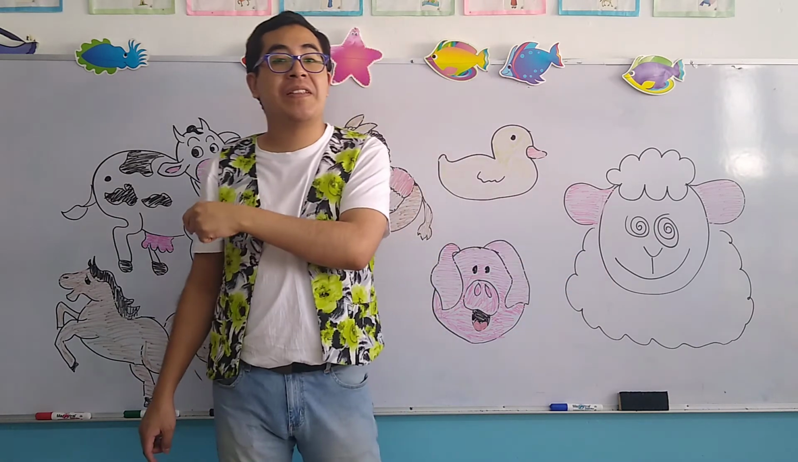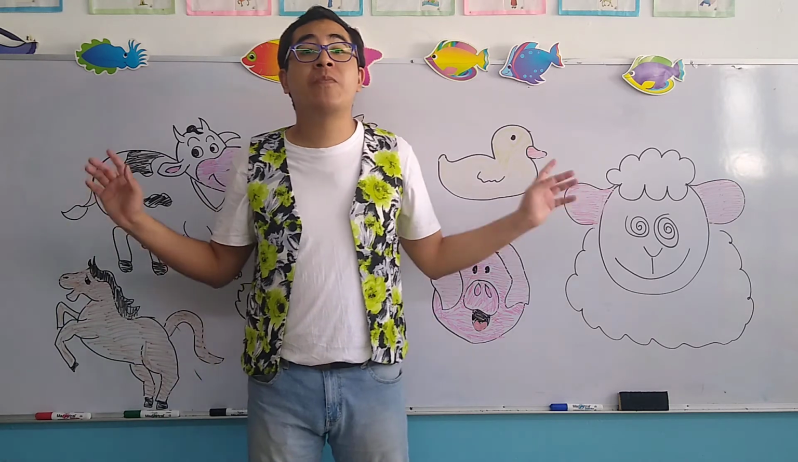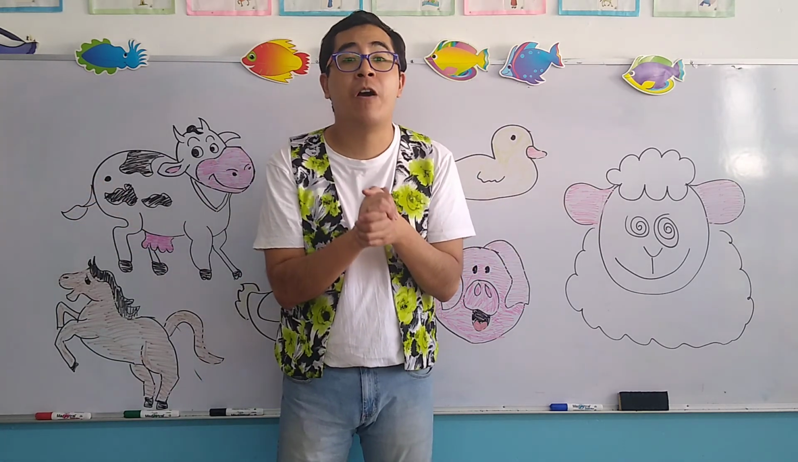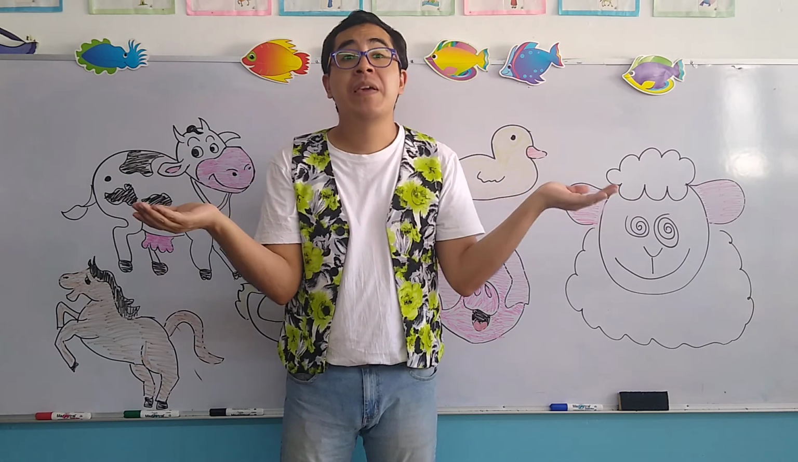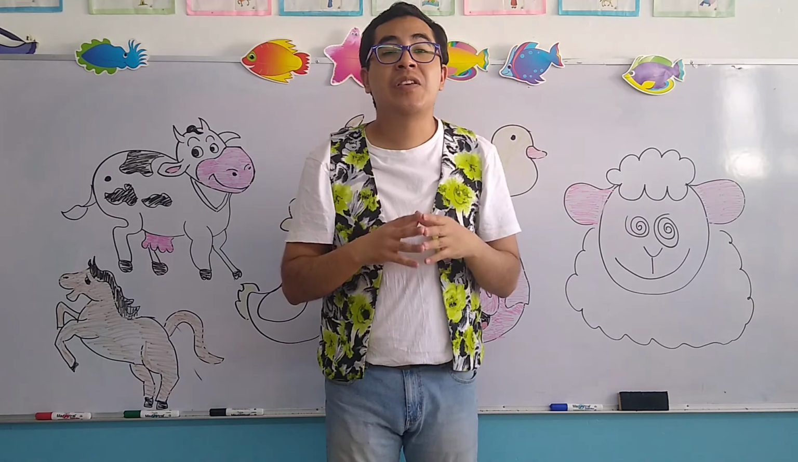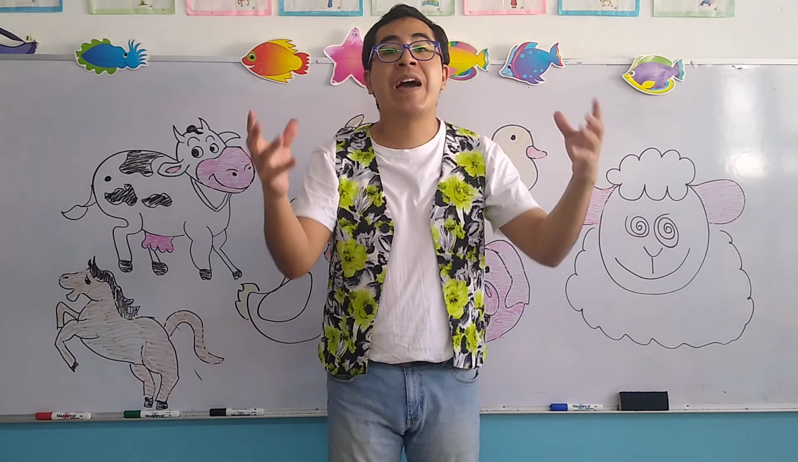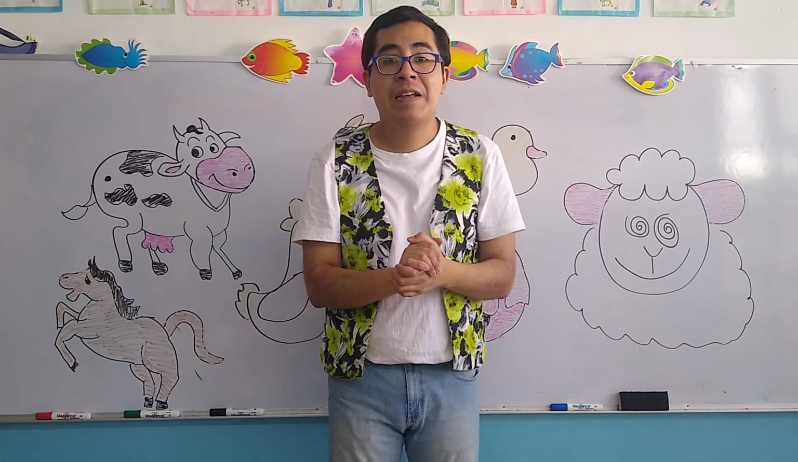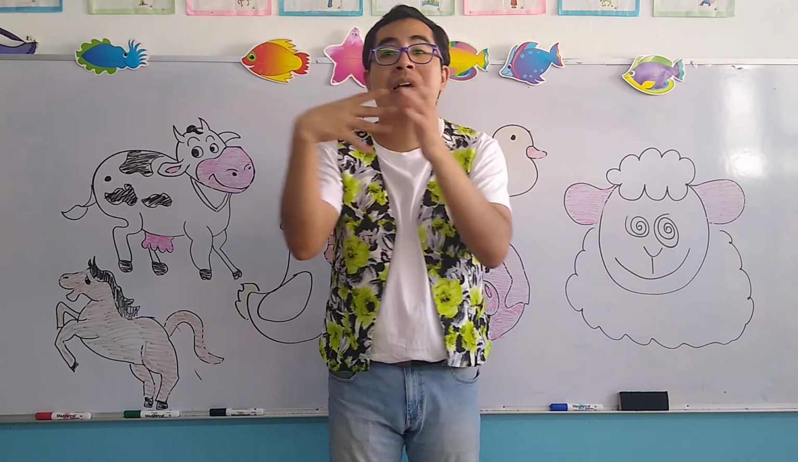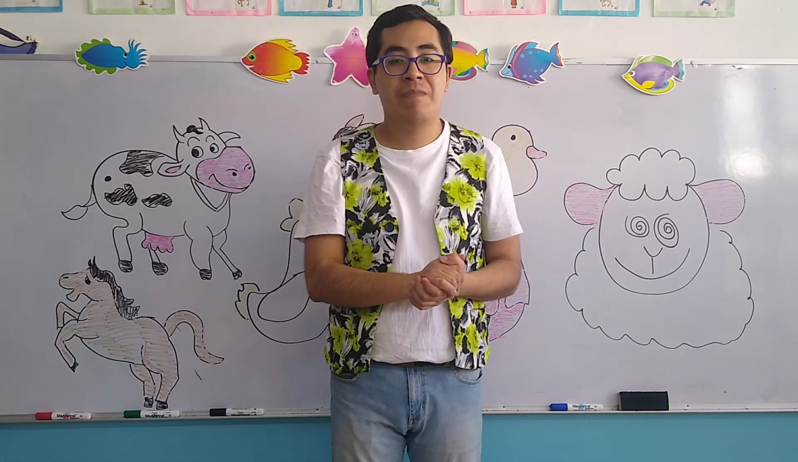Very good, excellent. Now remember, my children, all of these animals, they belong to the animals of the farm. And what is a farm? It's like a house, but bigger, and it's to take care of big animals. Y es para criar animales, ¿ok? Para extraer su leche o para obtener huevos de los animales, okay?